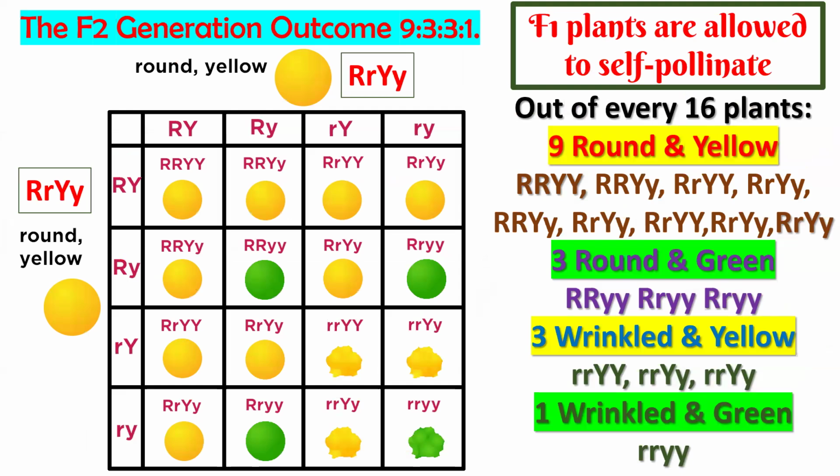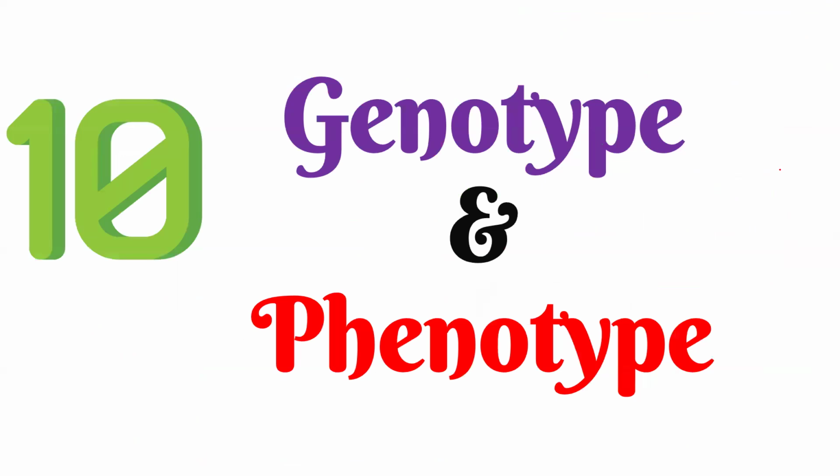And again, the F1 plants are self-pollinated. Again, the ratio is 9:3:3:1: 9 round and yellow, 3 round and green, 3 wrinkled and yellow, 1 wrinkled and green. So 9 will be dominant, 1 will be recessive, and the new variations are 3 and 3. Clear?